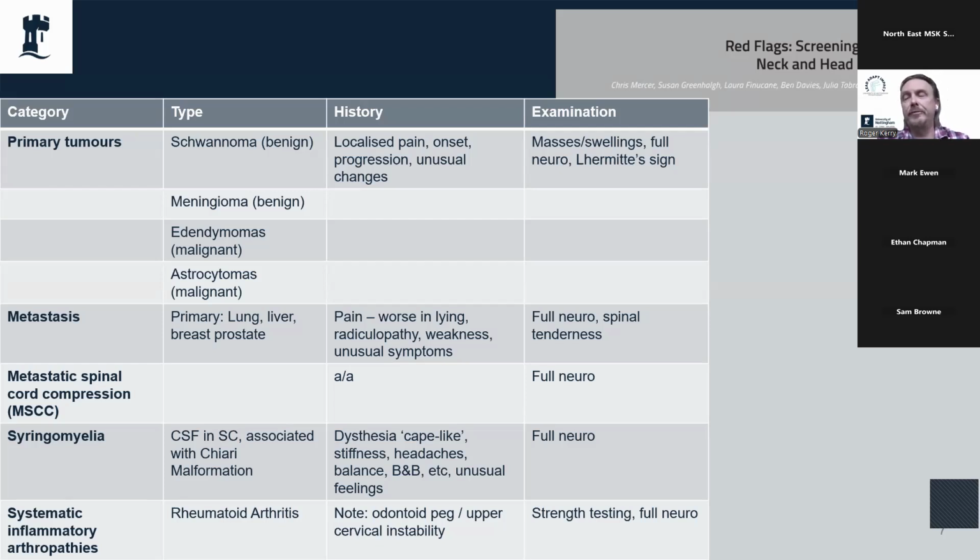So that's a very brief headline overview of the serious stuff, but I would point you towards Chris's chapter there. And again, just to highlight two things that shine out to me there. History, listen for the word unusual. Examination, full neuro examination. If you do those two things, you've covered your bases as best as possible.